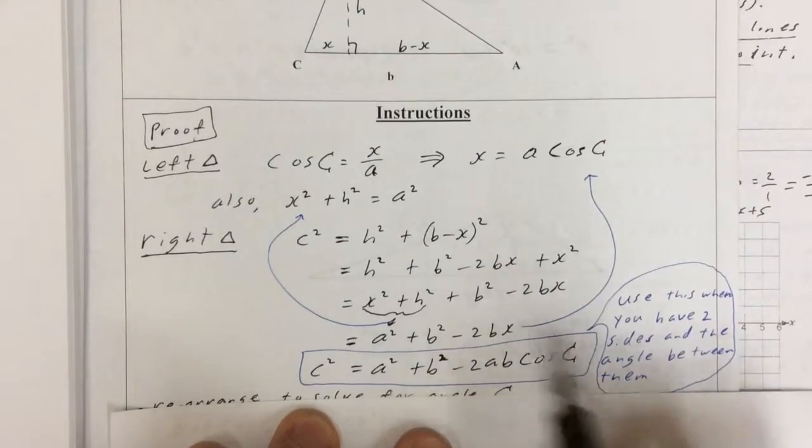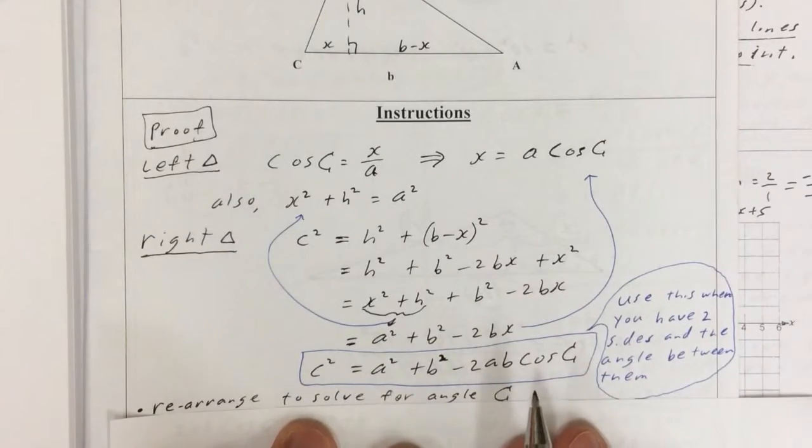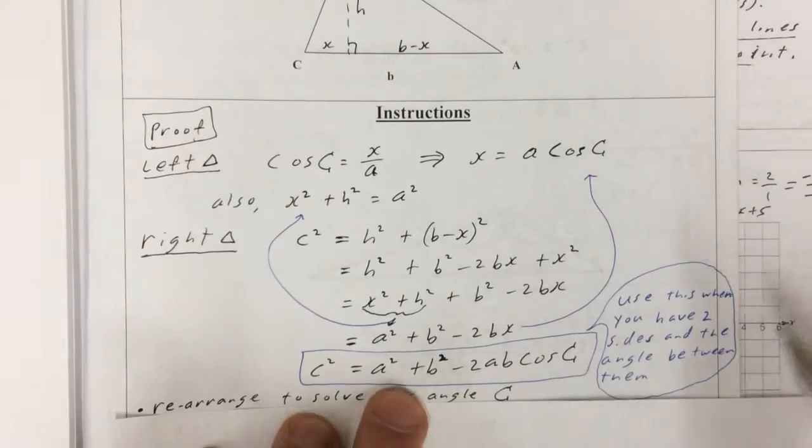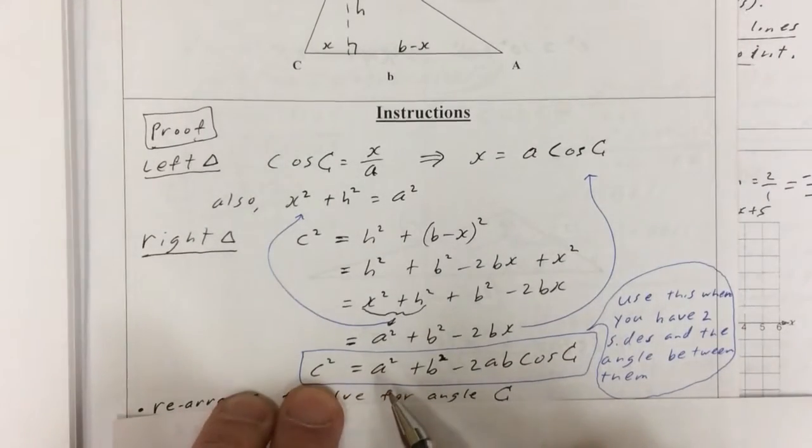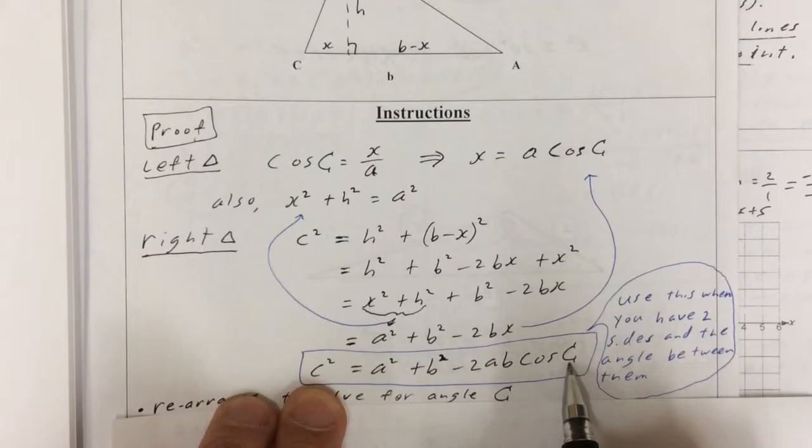So when would you use this? Well, you use this if you want to find a side length, and you know an angle contained between two given sides. So you want to find a side length, but you know the opposite angle, and you know the other two sides.